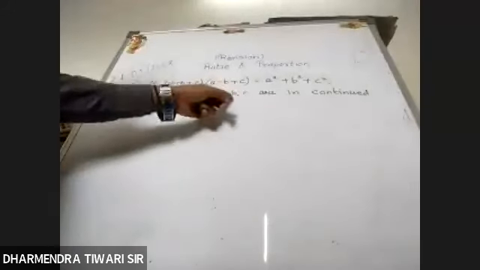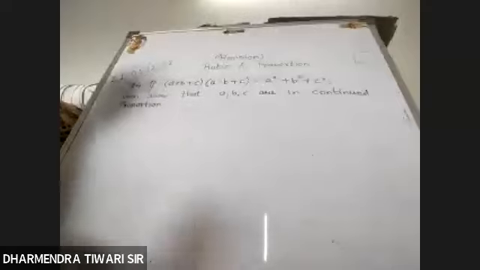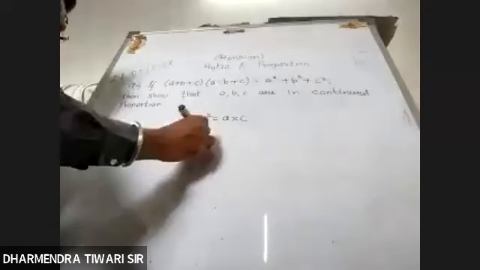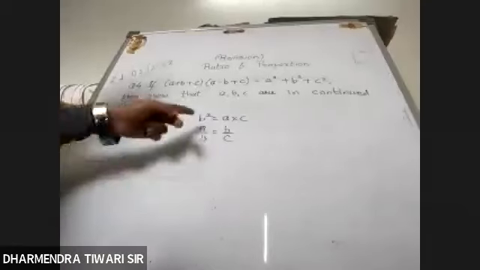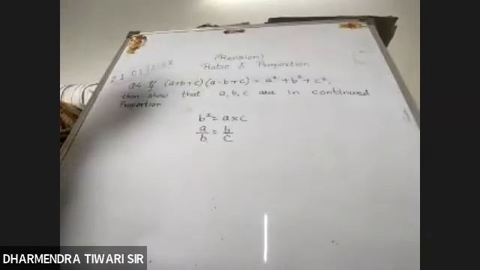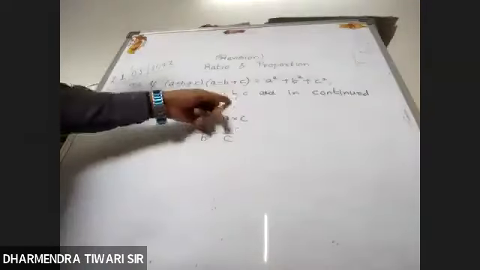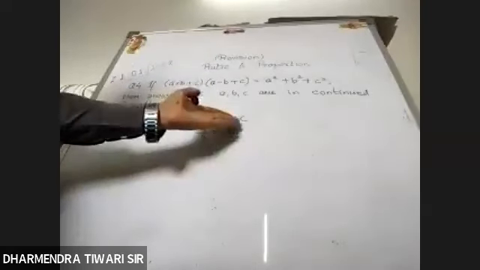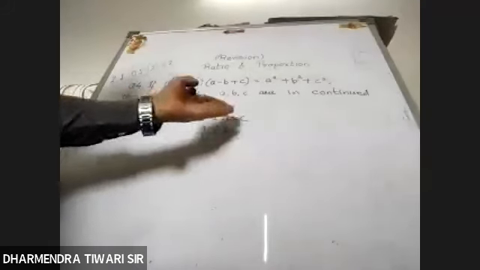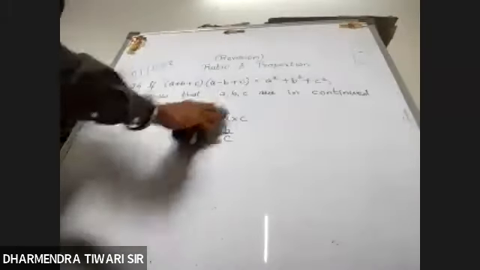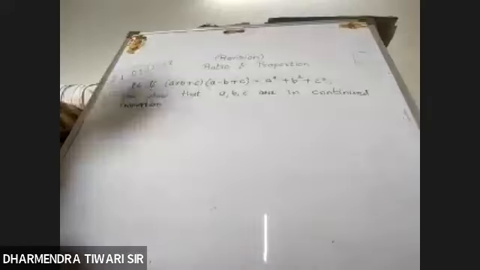In order to show that these 3 numbers are in continued proportion, as we just discussed, we need to show that B square is equal to A into C, which means A by B is equal to B by C. If we prove B square is equal to A into C, then we can conclude that the given 3 numbers are in continued proportion. It is a vice versa case. Okay, let's start solving. So we concluded what we need to prove.